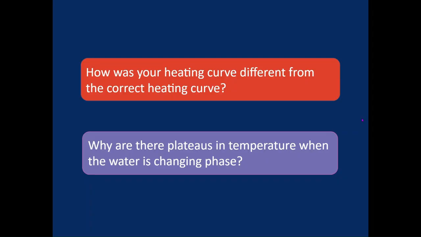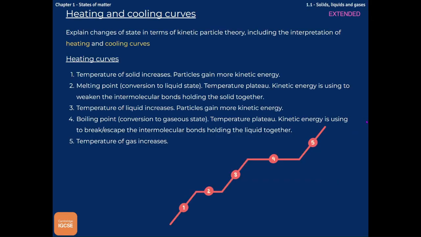Okay, so I'm gonna click onto the next slide. It's got the answers on there, but I'm gonna explain each part. So we have this curve, right? This is the same curve. It is labeled a little bit differently now, but you can still think of it as the curve for water. We have number one, which is the temperature of the solid increases. The particles are gaining more kinetic energy. So the ice particles are vibrating more and more, right?